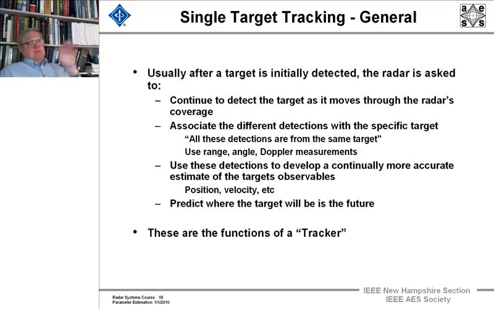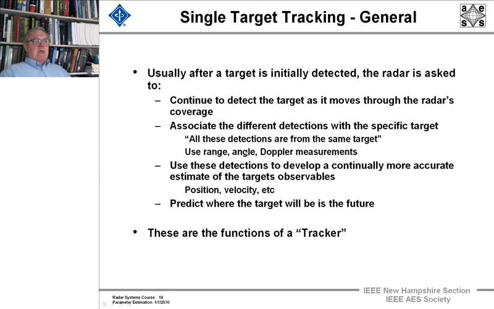A radar scheduler can send a blast out at the target to see, was that a real target or a false alarm? But what it's asked to do is continue to detect the target as it moves through the radar's coverage. As I just mentioned, there are different ways you can do that with phased array radars and with track while scan radars, like an airport surveillance radar. And then what we want to do is associate the different detections with a specific target. Namely, ask the question, are all these detections from the same target?